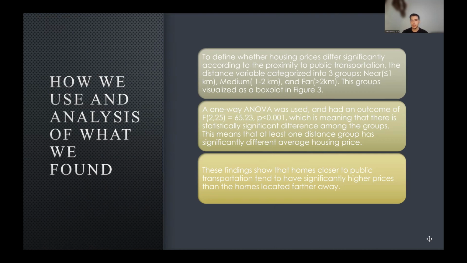The distance variable was categorized into three groups: near, under 1 kilometer; medium, between 1 and 2 kilometers; and far, more than 2 kilometers. These groups are visualized as a box plot in figure 3. You're gonna see figure 3. A one-way ANOVA was used and had this outcome, which means that there is a statistically significant difference among the groups. This means that at least one distance group has a significantly different average housing price. These findings show that homes closer to public transportation tend to have significantly higher prices than the homes located farther away from the metro.